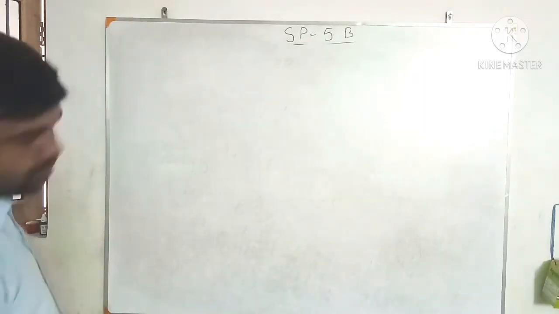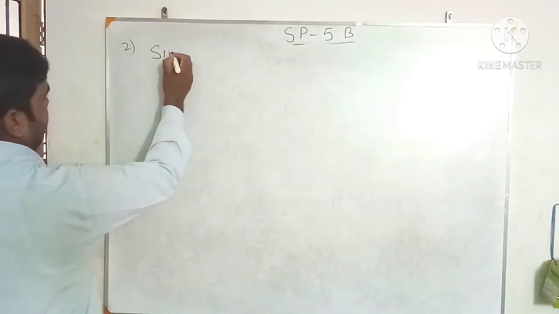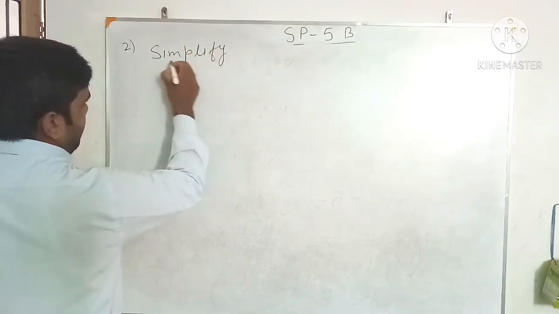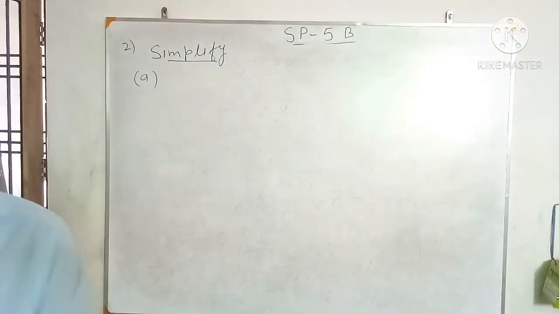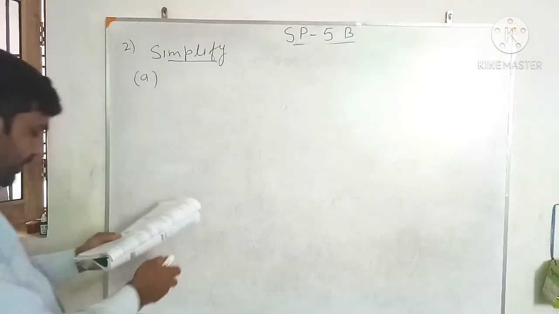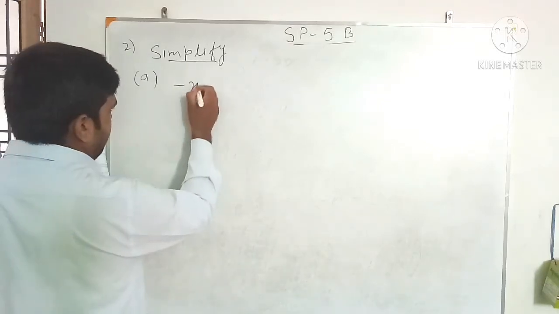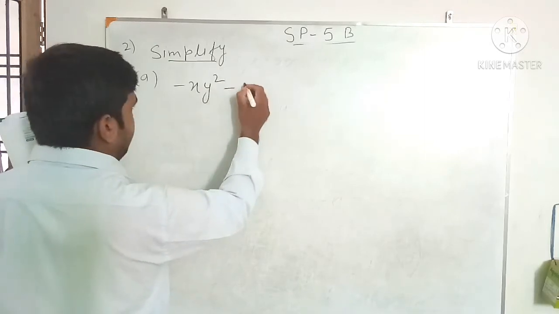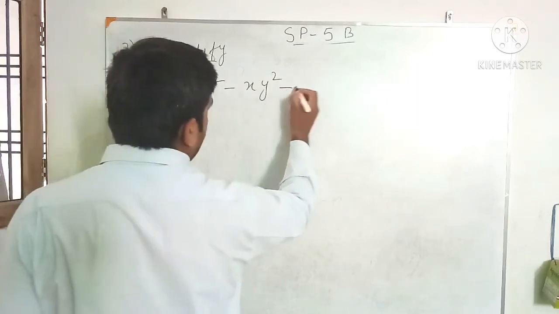Now see question number 2, that is simplify. In question number 2 we have to simplify. A: simplify. See how we do it. Minus xy square minus xy square minus xy square minus xy square.